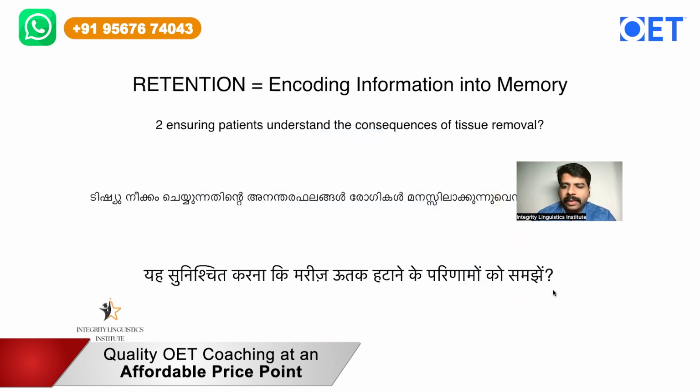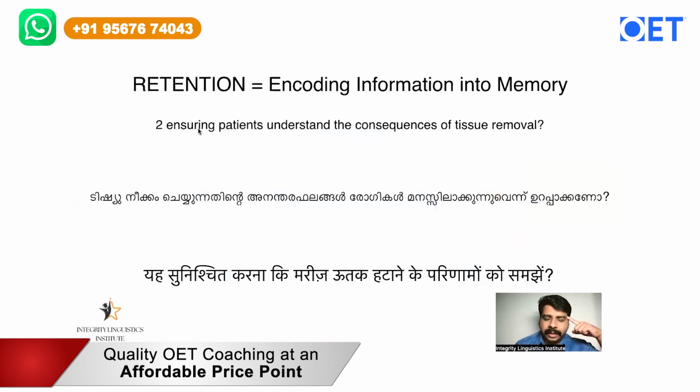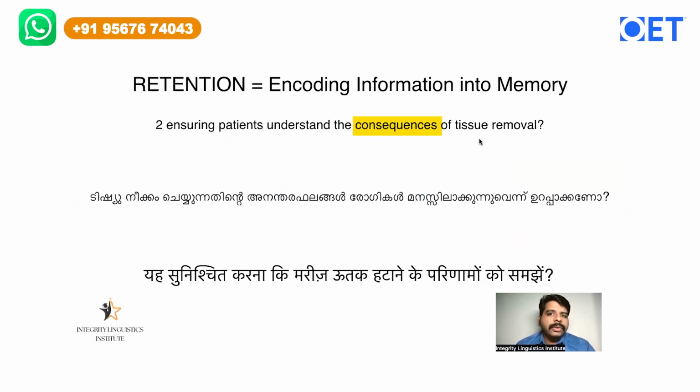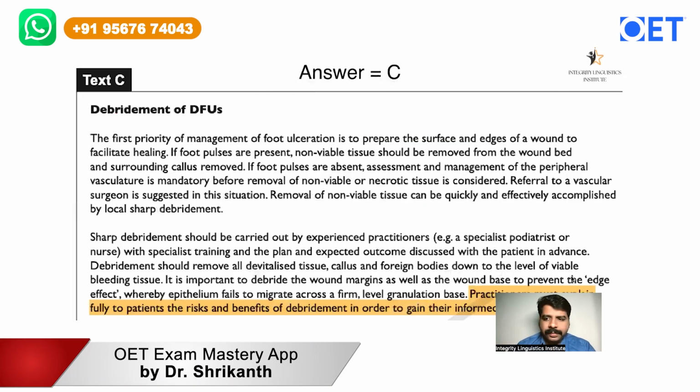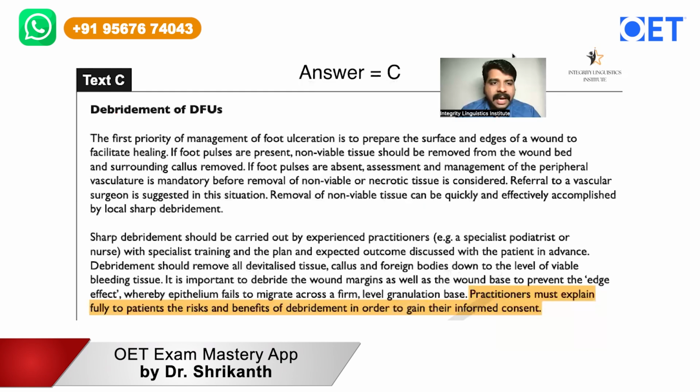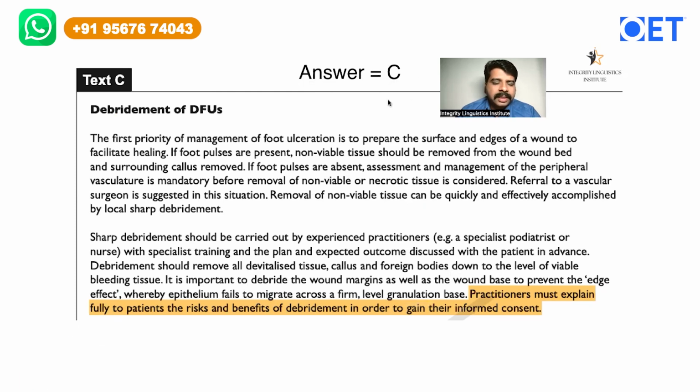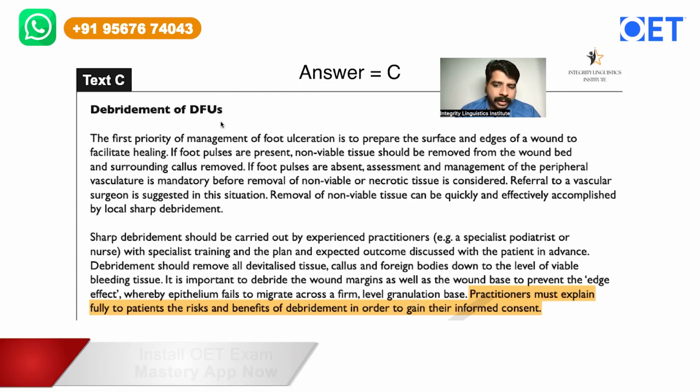Okay, so having understood that, retain that in your memory. Ensuring patients understand the consequences of tissue removal. So with that in your memory, it is time to detect the answer. Let's find out where the answer is located. The answer is located in text C. So the answer is C option. So let's see why C is chosen.